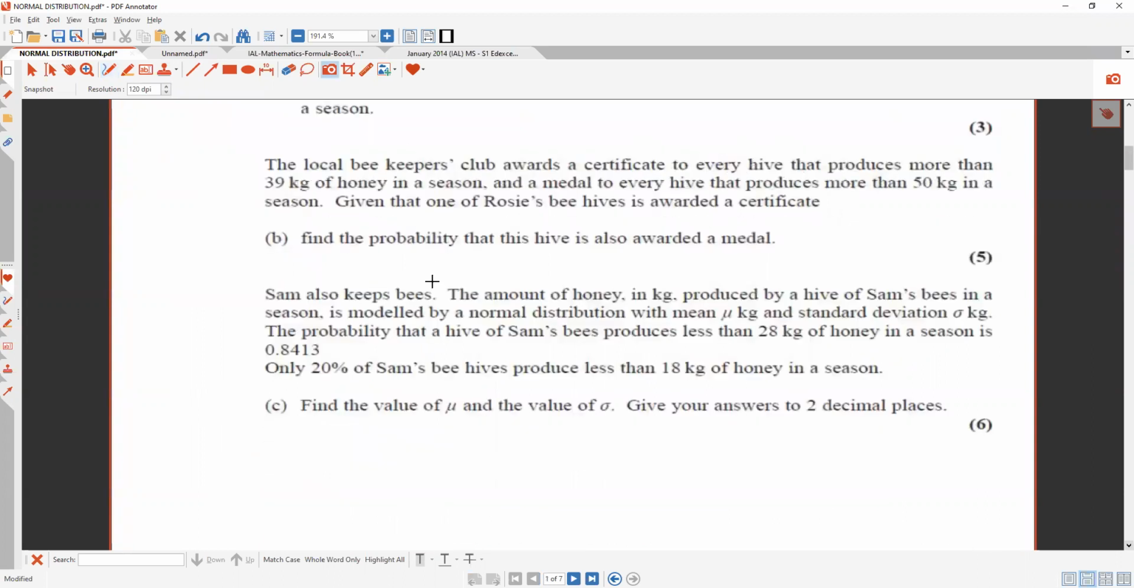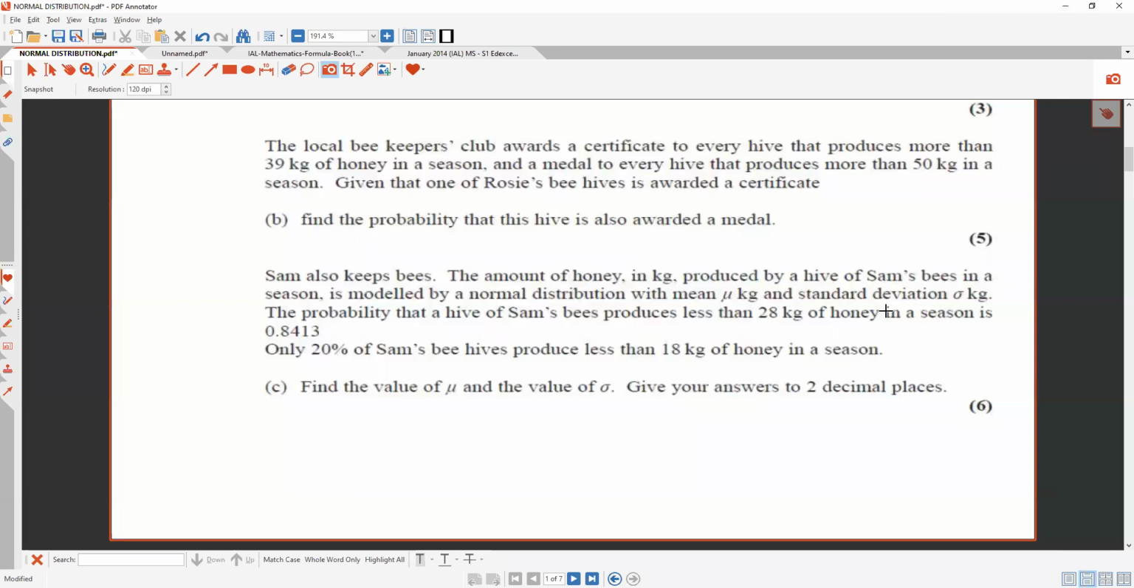Now try doing the B part. I know the B part is going to be a bit complicated. Maybe I'll give you guys 2 minutes. Just let me know immediately if you don't know how to do it. Now, the local beekeepers club award a certificate. So they have this organization which gives certificates based on how much honey they have produced, more than 39 kg. So they will give you a certificate if your honey is more than 39 kg in a season, and a medal to every hive that produces more than 50 kg in a season.